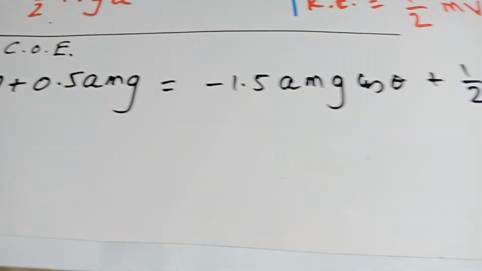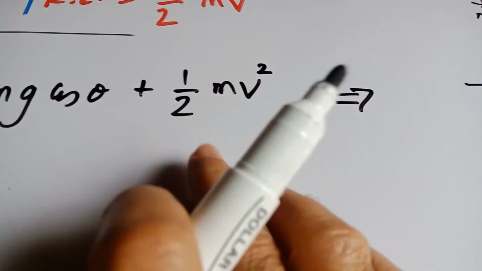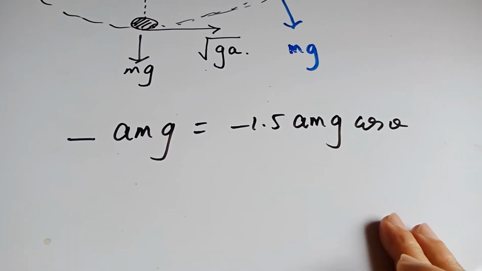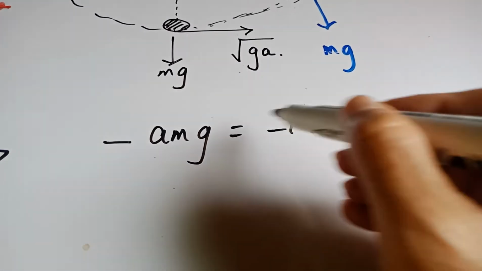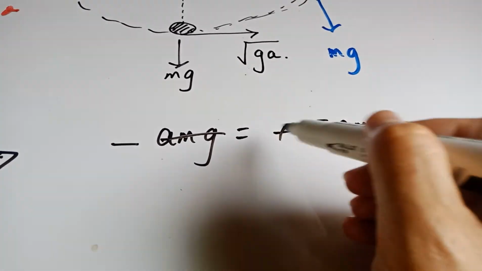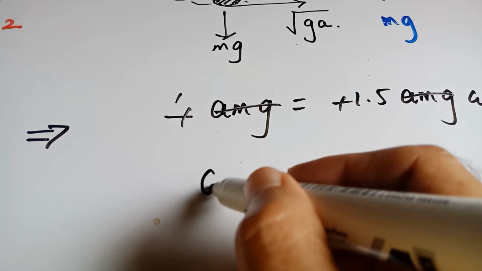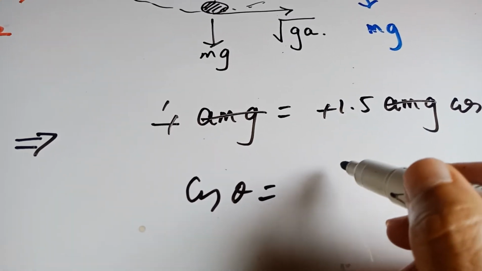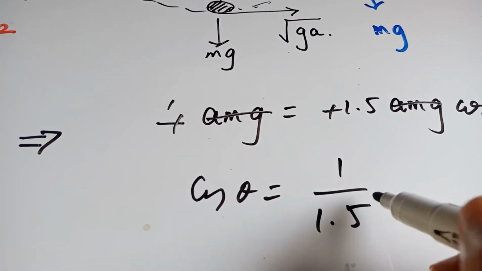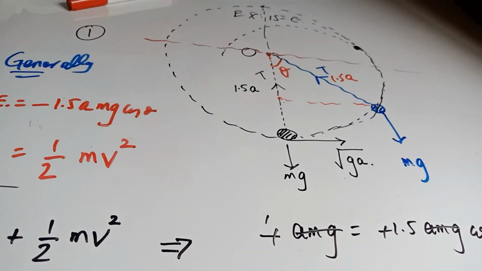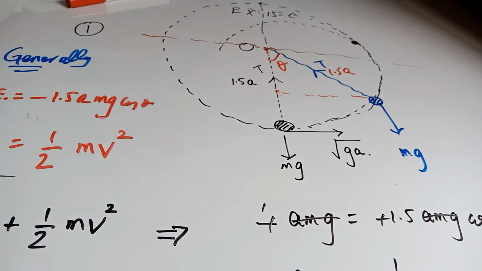So once you do that, when you put this v as 0 here, we are left with this equation. Okay, and now you see that you can cancel out this mg with the mg and the minus with the minus. So you have this cos theta that is equal to 1 over 1.5, and this will give you the angle through which the object has turned when it is instantaneously at rest.